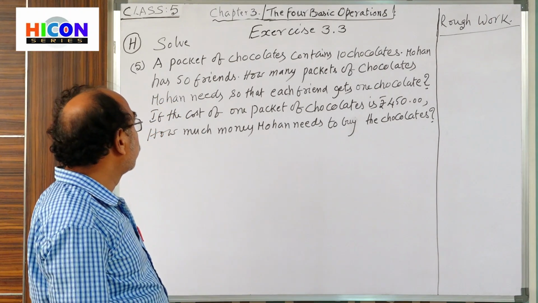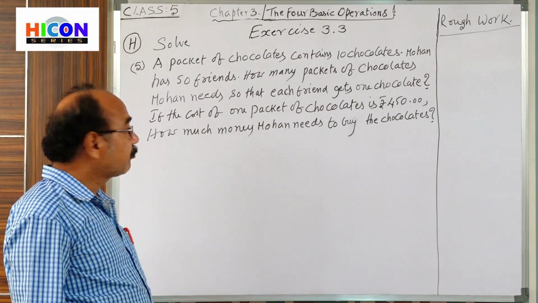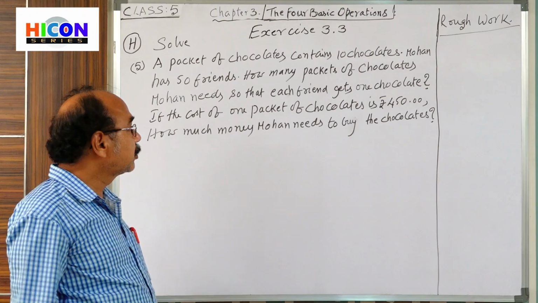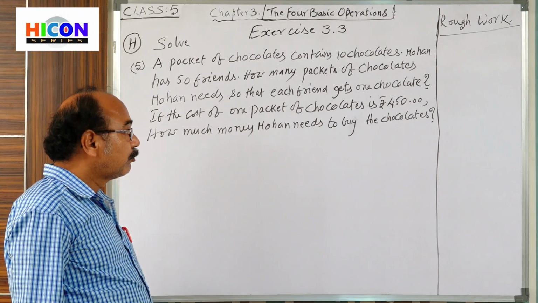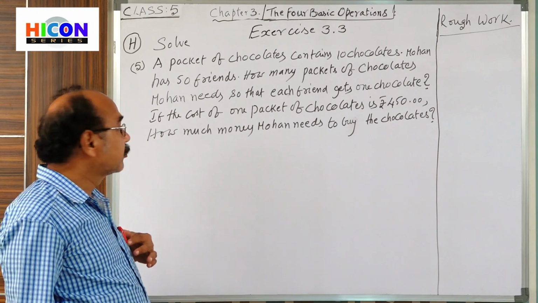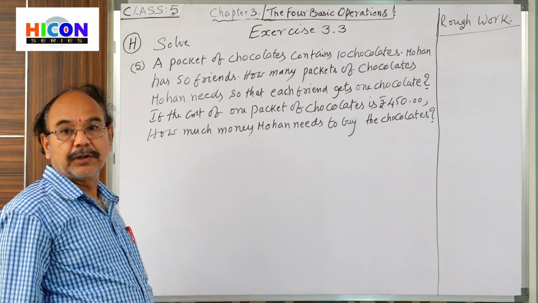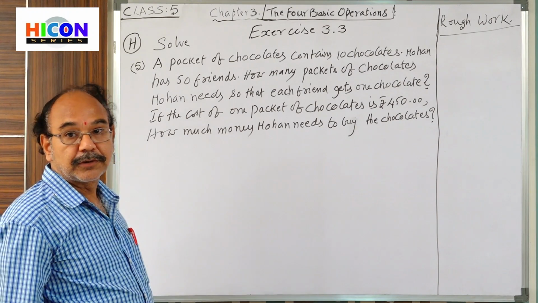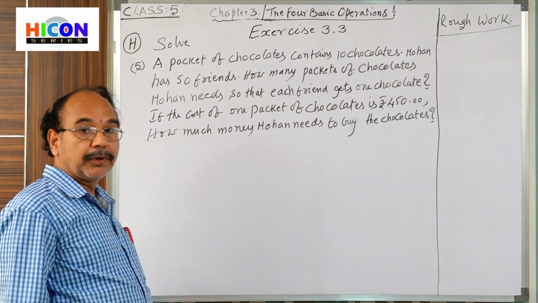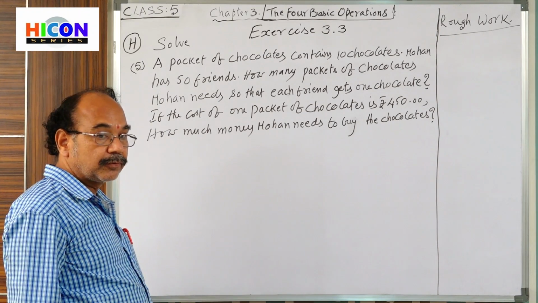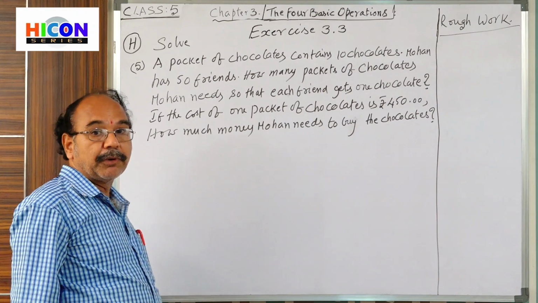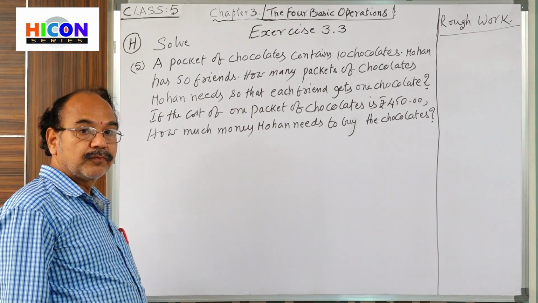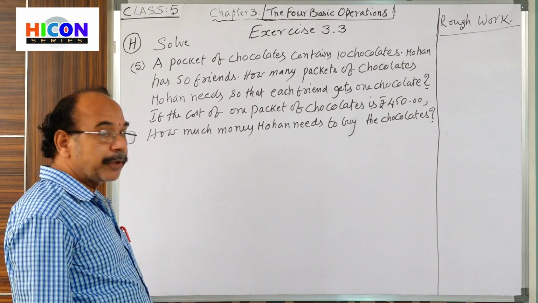Okay, children. If the cost of one packet of chocolates is 450 rupees, how much money Mohan needs to buy the chocolates? This is the problem. Okay, children. You have gone through the problem. Now, what is given in the problem? Understand and prepare the steps.